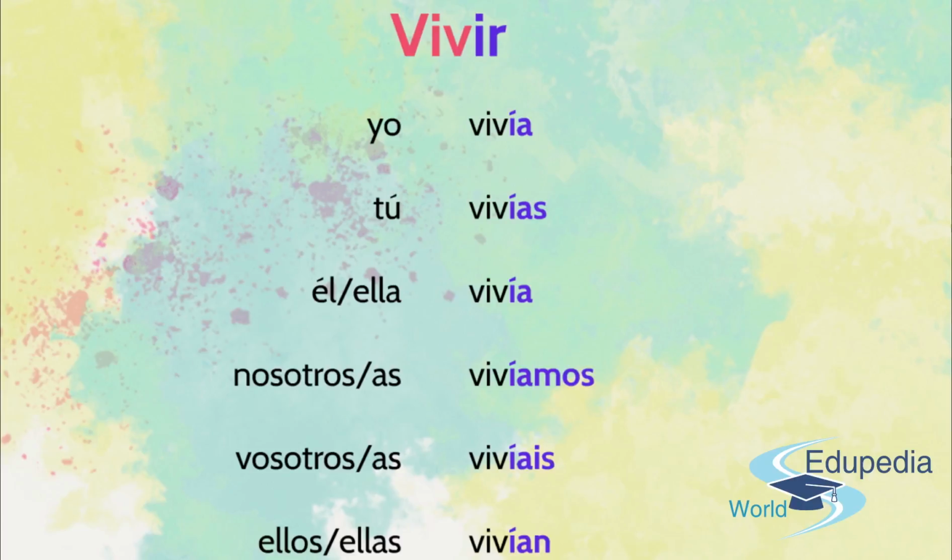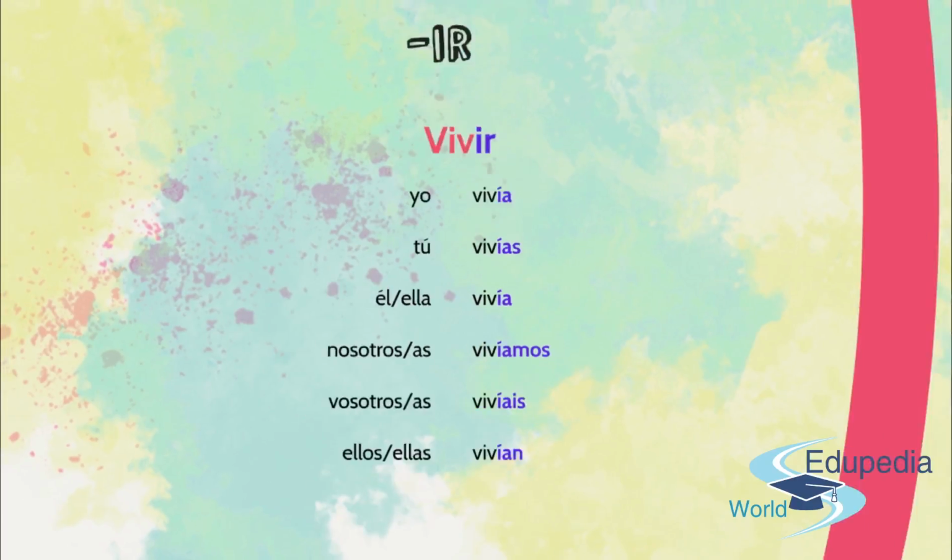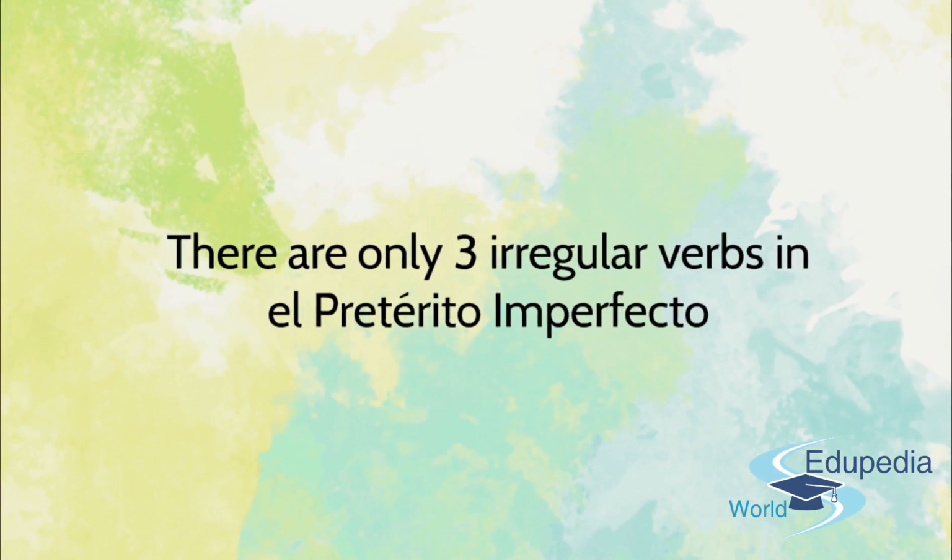So after these regular verbs, maybe I'll give you some good news, okay? Because there are only three irregular verbs in the imperfect past, in pretérito imperfecto. So I guess that's a good thing. You only have three irregular verbs to learn by heart. The rest are regular, so they are all the same. When you know one, you know them all, right? So let's take a look at these three irregular verbs.